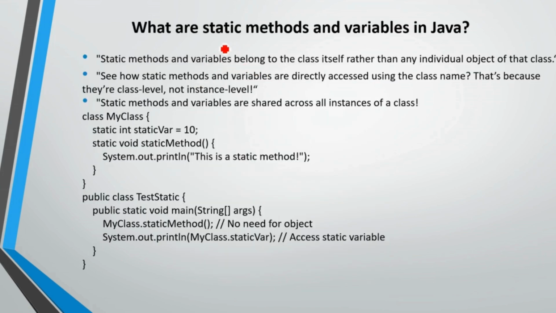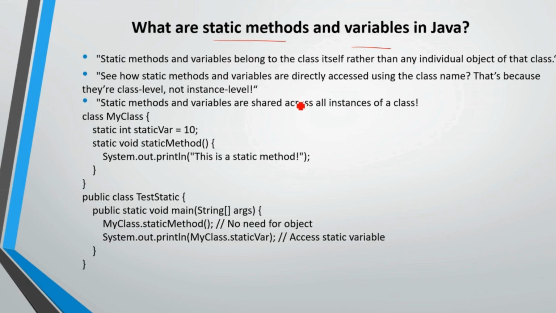So what is static? Static is a modifier in Java that can be applied to methods and variables. You should remember that it can be applied to methods and variables only, so it can't be applied to classes. It's used to create variables and methods that belong to the class itself, rather than to individual objects. You will understand it later.